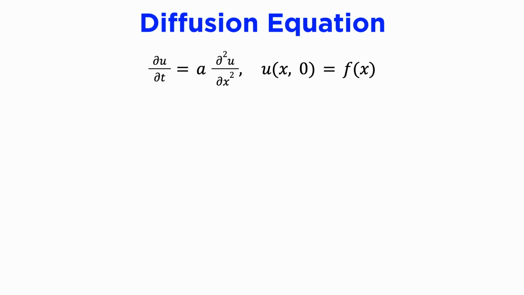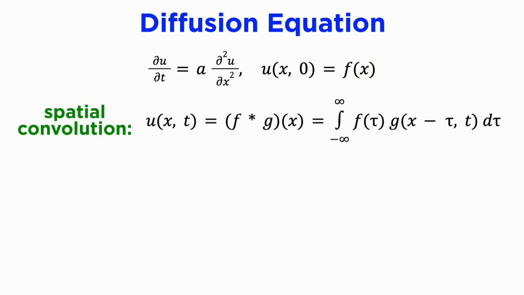Now, what if instead of a Dirac delta function as our initial condition, we had some general function u of x0 equals f of x? We have solved this type of problem before in the series on ODEs, and the solution is to use the convolution integral, and this time we will use a spatial convolution, which we also briefly mentioned back then.